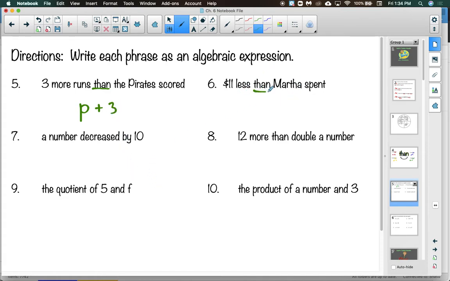$11 less than Martha spent. How much did Martha spend? I don't know. I'll use a variable there. $11 less than that is M minus 11.